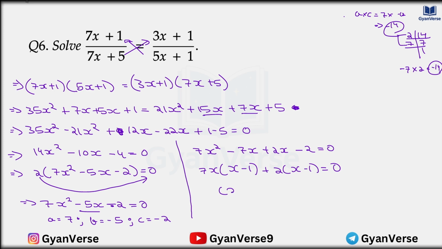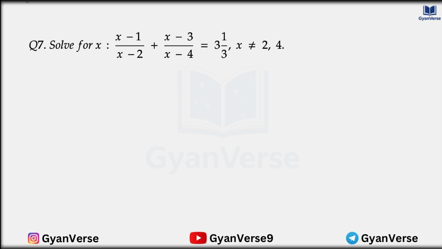So I will now take x minus 1 common, so it will become x plus 2 is to 0. Now x minus 1 equals to 0 and 7x plus 2 equals to 0. So the value of x will be 1 and the other value of x will be minus 2 upon 7. So these two are the values of x. Now the next question, question number 7. So how you are going to solve this?